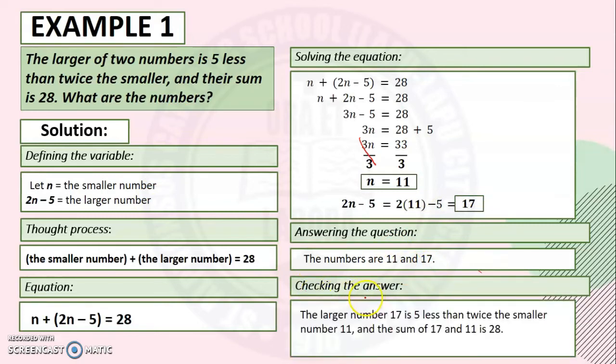Checking the answer. The larger number 17 is 5 less than twice the smaller number 11. So that is correct. And the sum of 17 and 11 is 28. And we are done with our first example. Now let's proceed to example number 2.